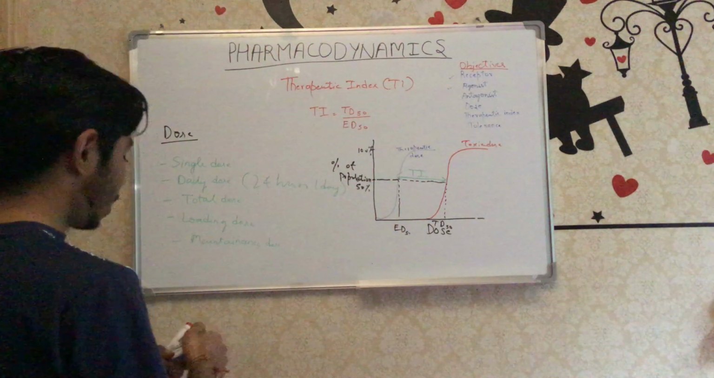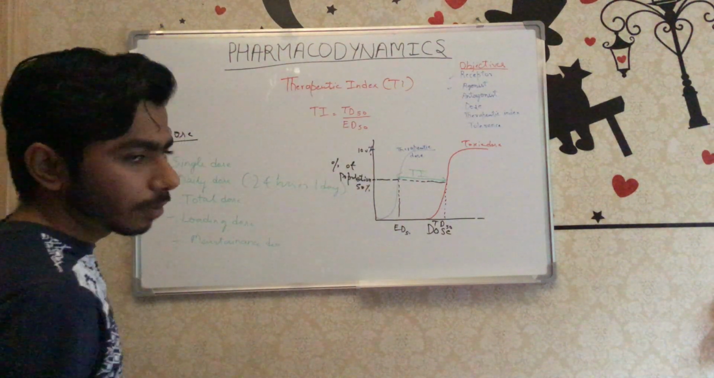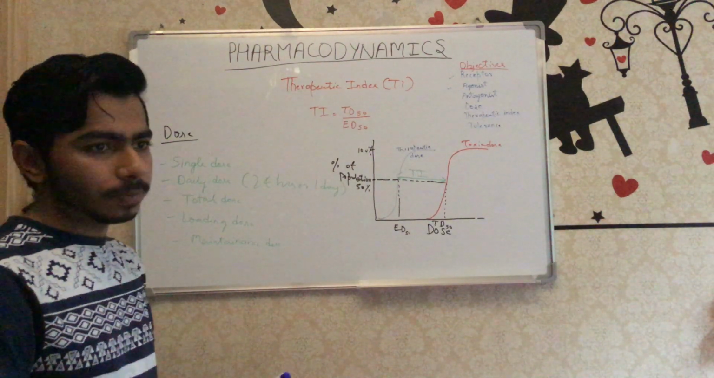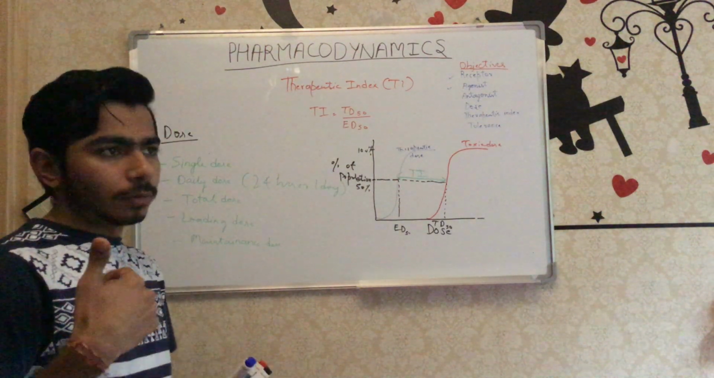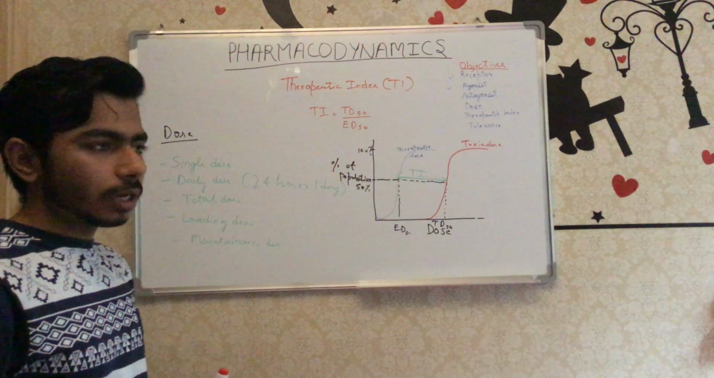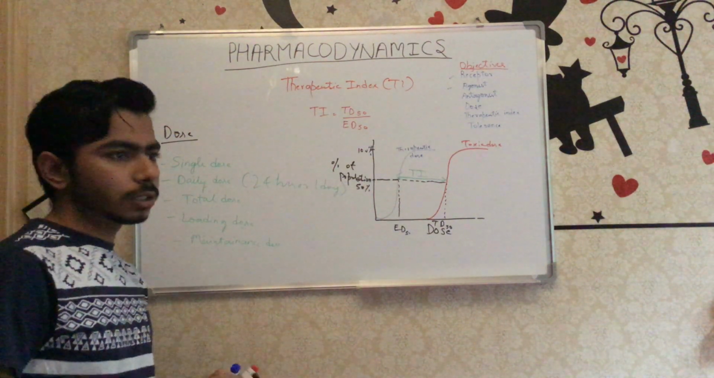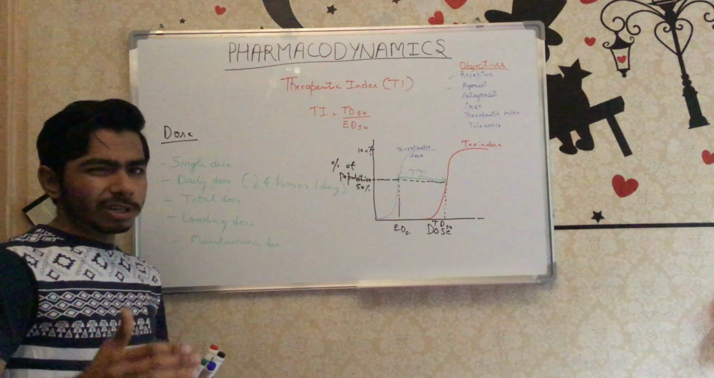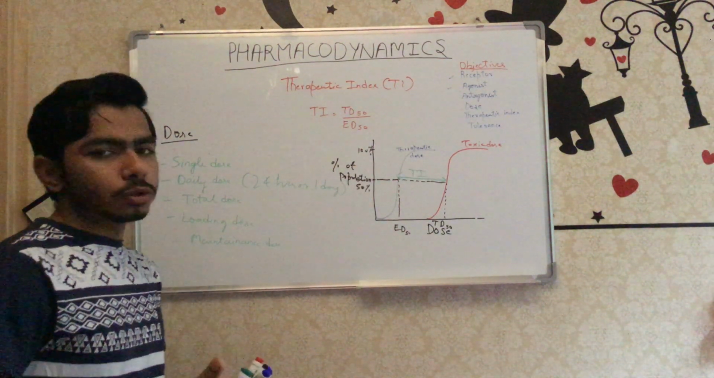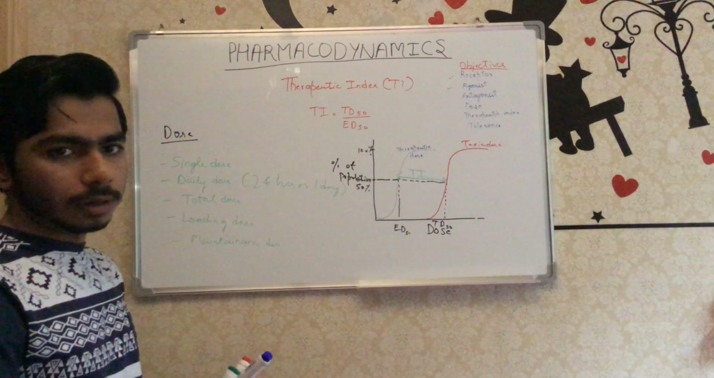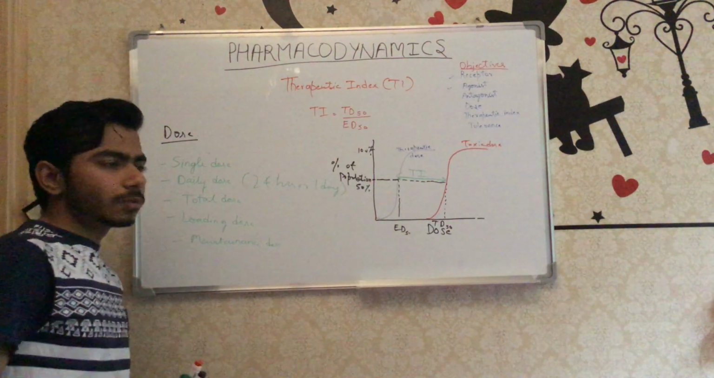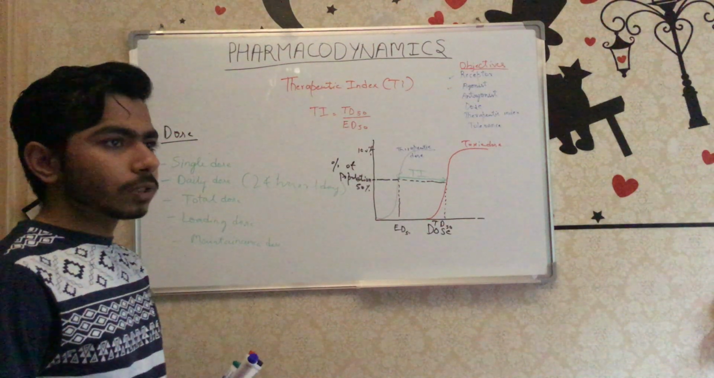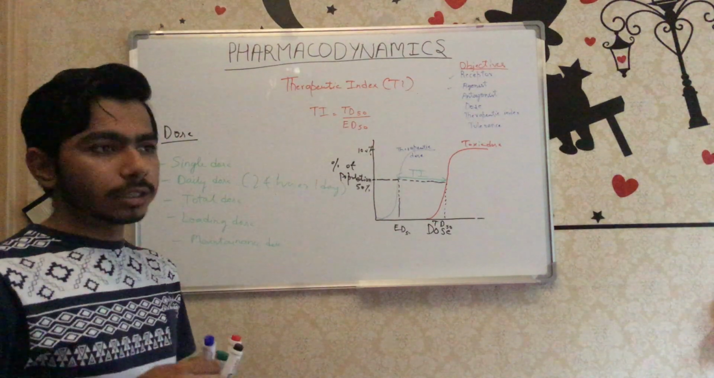And at last we have tolerance. Tolerance is nothing but a decreased body response to the drug, following regular intervals of use. Means for example, a patient is taking a drug for a longer time, so gradually his body would show some tolerance towards the drug. The person would not be able to elicit the proper response, the response which he was eliciting at the start of the drug.